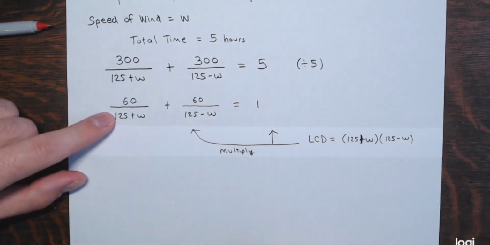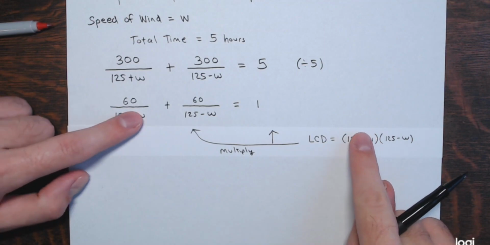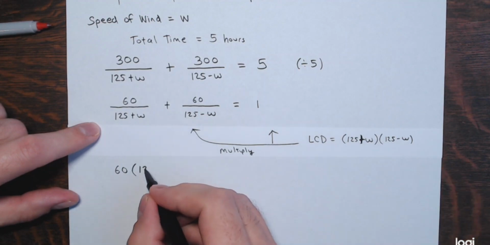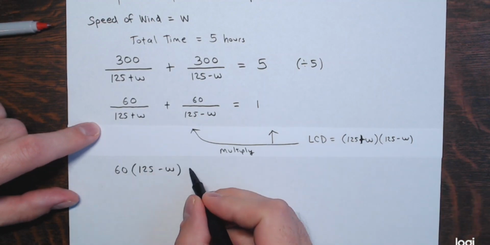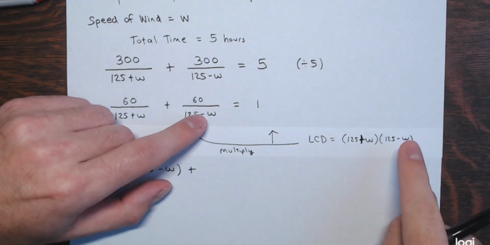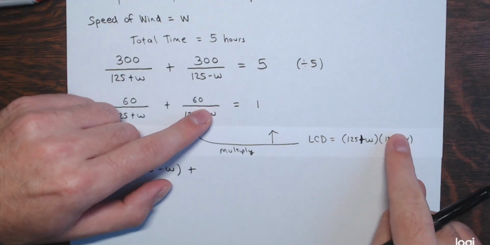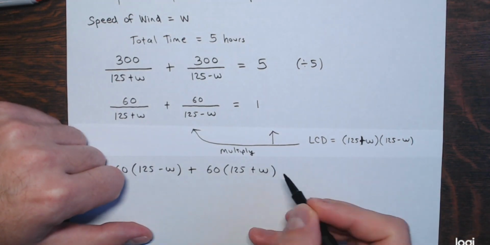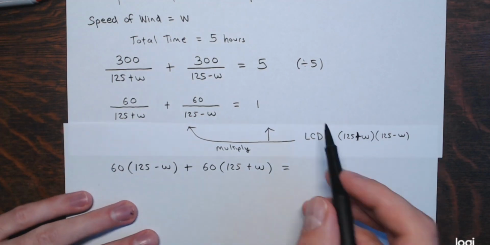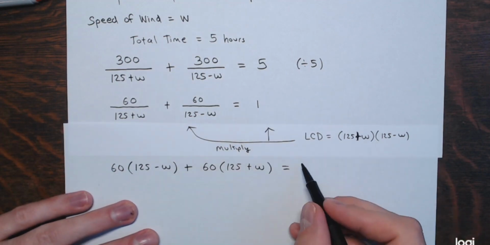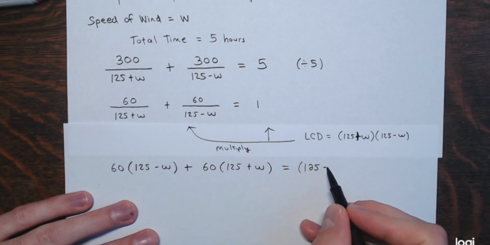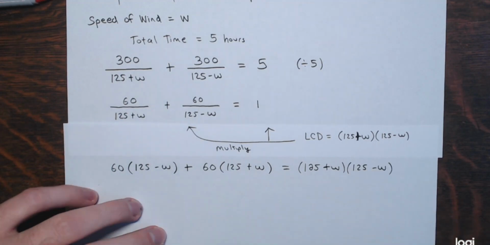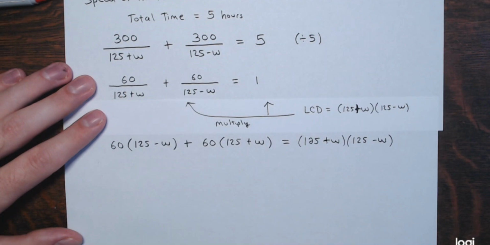On the left side, the first term, the 125 plus W would cancel, and I'd be left with 60 times the quantity 125 minus W, plus, and then the second term, the 125 minus W's would cancel. I'd be left with 60 times the quantity 125 plus W equals, and then the other side I just have 1 times the LCD. So just the LCD, 125 plus W times 125 minus W. Okay. This is a quadratic equation.